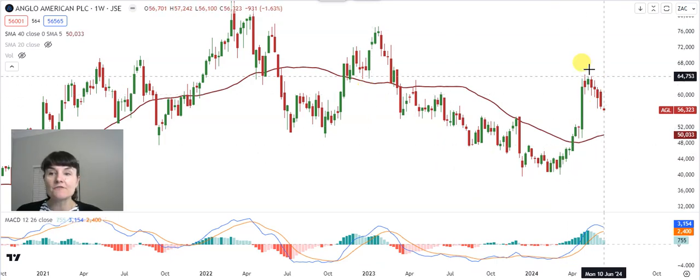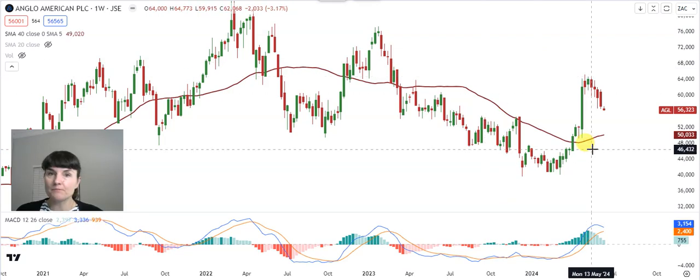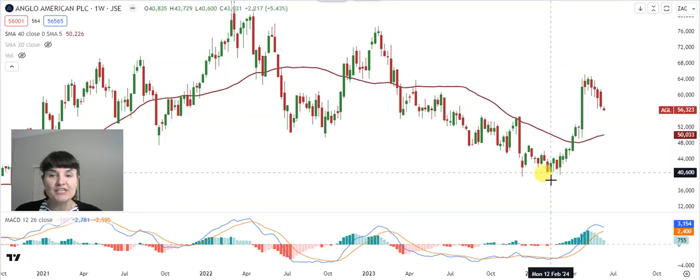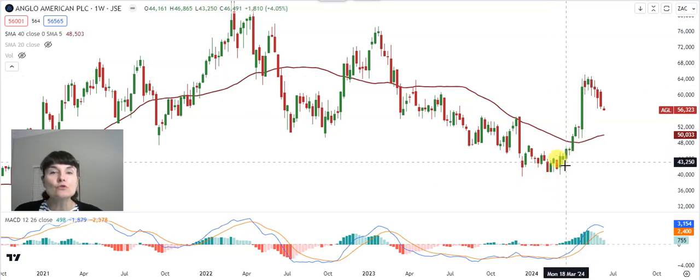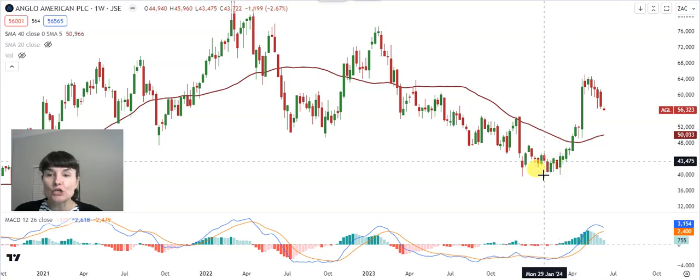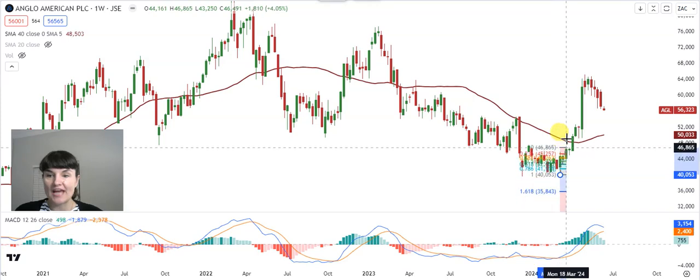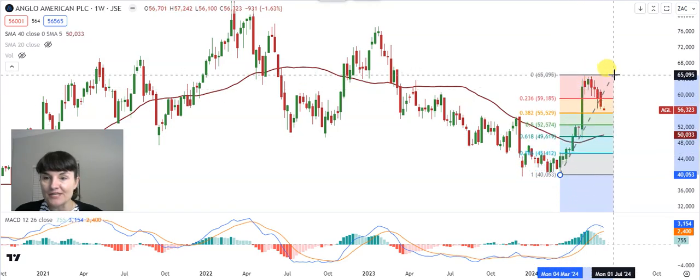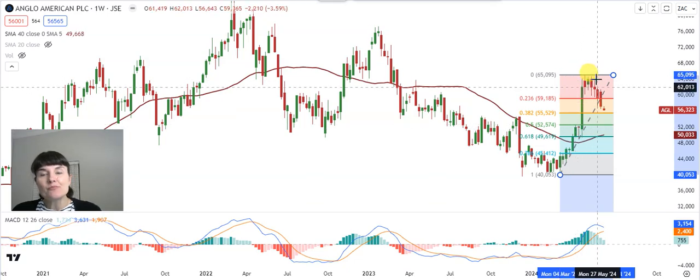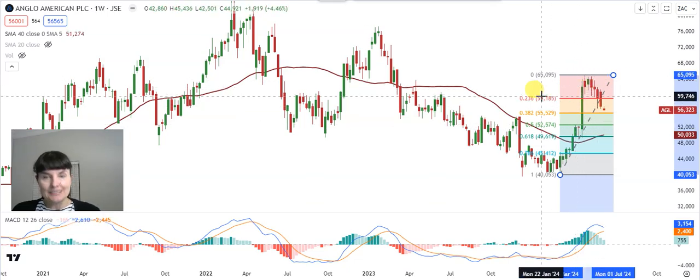When we think about Fibonacci, we want to identify support and resistance levels, right? And we choose the recent high and a recent low. And when you draw them, if you're looking for support levels, you start with the recent low and you work your way up to the recent high. Why? Because then when the share price turns around, it obviously accelerates.